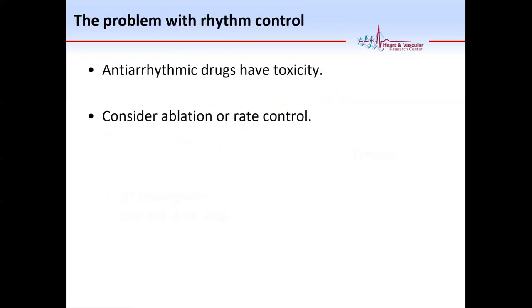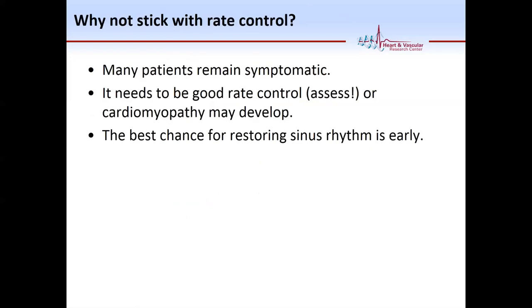So this boils down to that rhythm control agents, antiarrhythmic drugs, have toxicity, and so that's why we sometimes consider maybe they need an ablation, something other than these toxic medicines, or maybe they should just be treated with heart rate control. And why don't we just treat everyone with heart rate control? Well, the answer to that is many patients remain symptomatic even if you try very hard to heart rate control them. You can't just give them a heart rate agent and assume you've got heart rate control. You actually have to see that when they're in their atrial fibrillation and they're doing something more than lying on a table for the EKG, that you actually have heart rate control. Otherwise, they may get a rate-related cardiomyopathy, and that's not good.